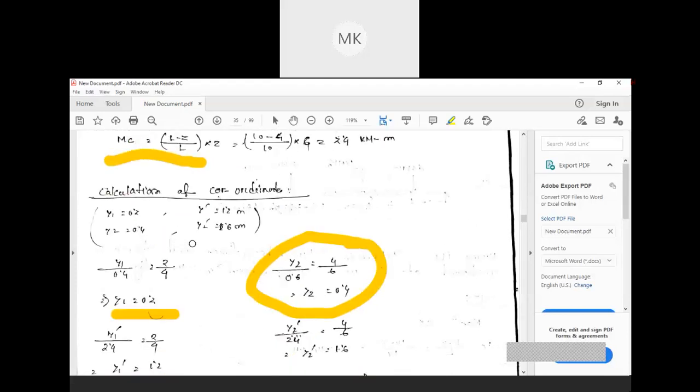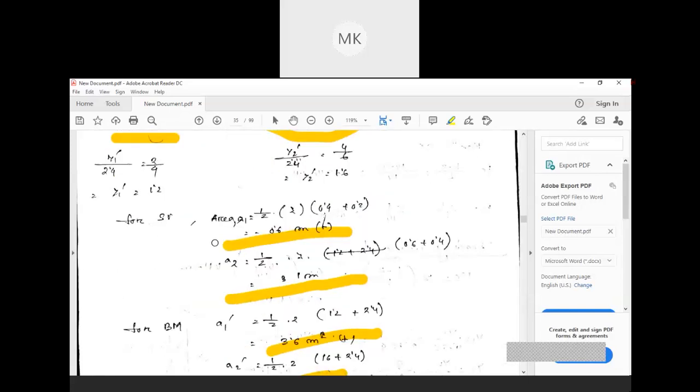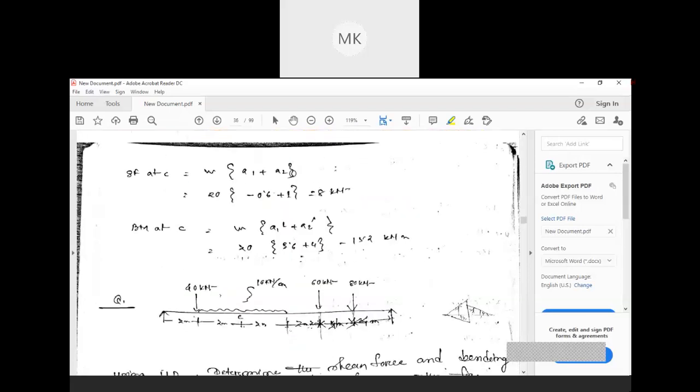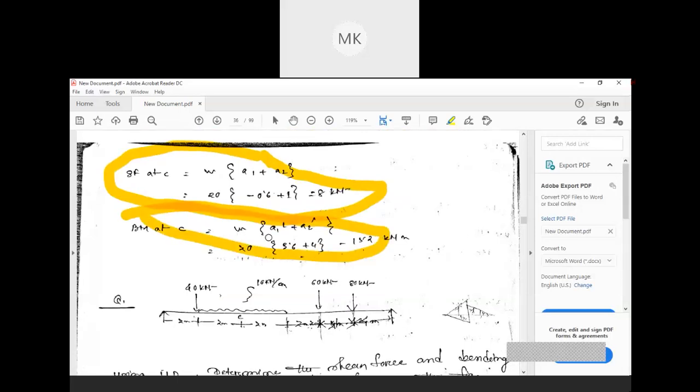We need to also calculate this ordinate so that we can add this ordinate, or if there is UDL, we have to find out this area also, so that we can add that value with that load, so that finally we come up with this. What is the SF at that point? See this point, SF and bending moment at that point only.